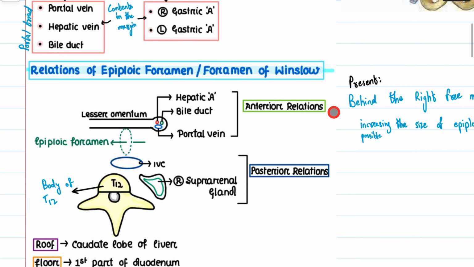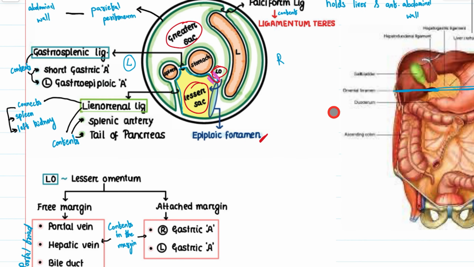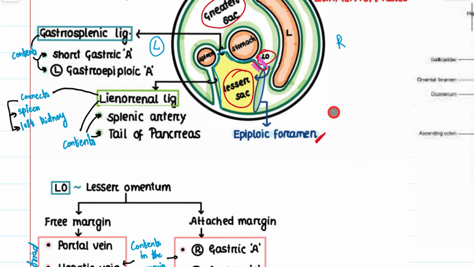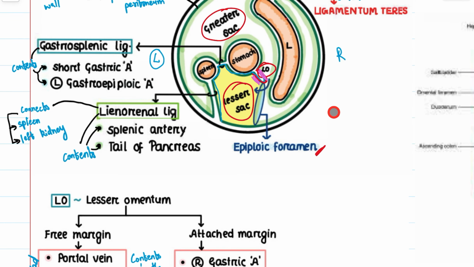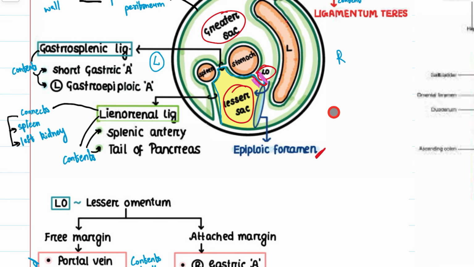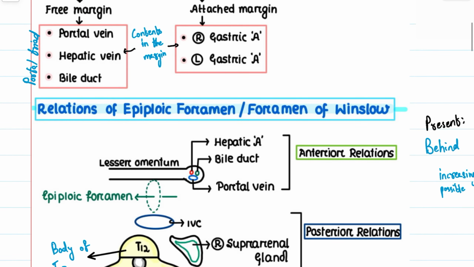Okay. Next we'll be seeing the epiploic foramen. This epiploic foramen is the one which connects the greater sac and the lesser sac. So when there's an internal hernia, for example, the viscera present over here in the greater sac come to the posterior side, pass to the lesser omentum, and then via the epiploic foramen enter into the lesser sac. Okay.